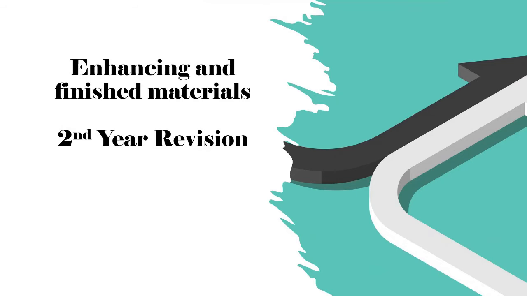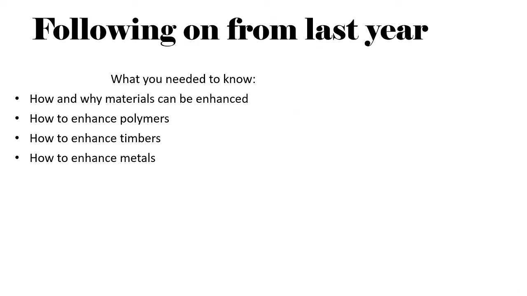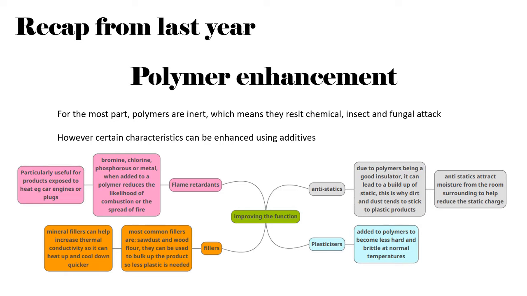Hi everyone, in today's video we're going to look over the revision for enhancing materials and finishes. So just to recap what we went over last year, you need to know how and why materials can be enhanced, how to enhance polymers, how to enhance timbers, and then how to enhance metals. With polymers, the way that you enhance them is by adding an additive.